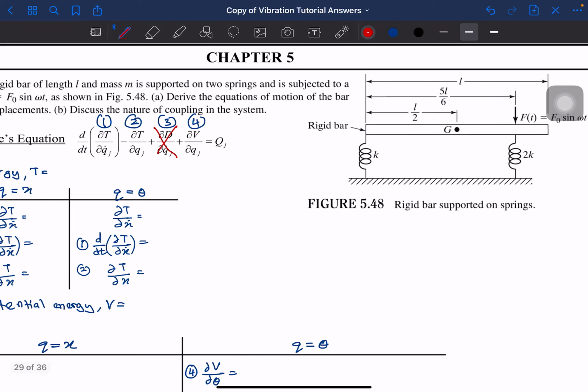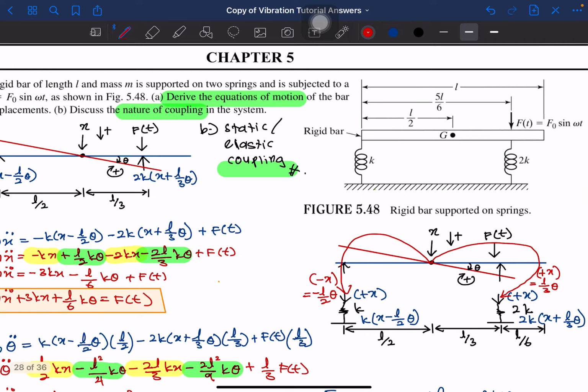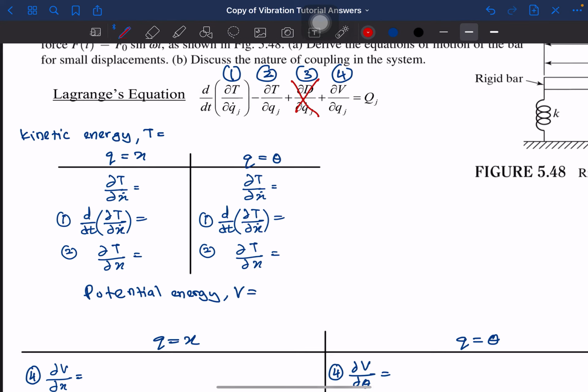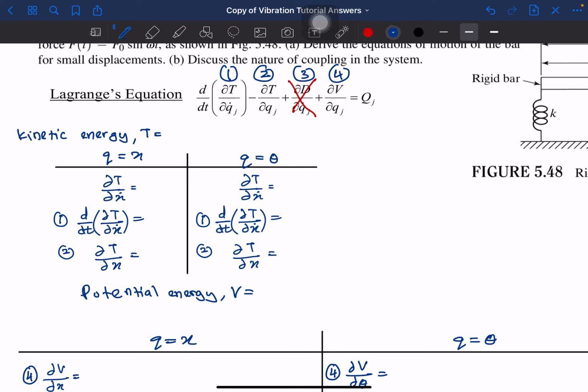So let's take a look at the figure. As we can see here, the same question, right? We know that the rigid bar is moving downwards for translational, and also clockwise for rotational. So we know that it is a 2 degree of freedom system. So we straight away write it over here. For translational, kinetic energy is half mv squared, so half m x dot squared, plus half for rotational, J naught theta dot squared. All right.